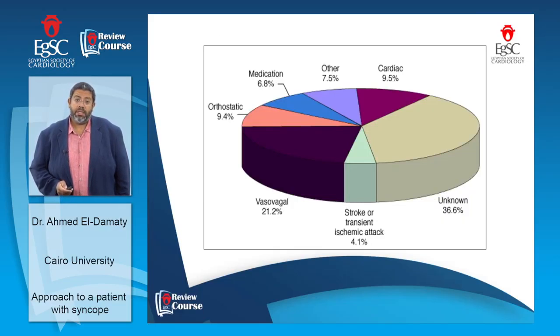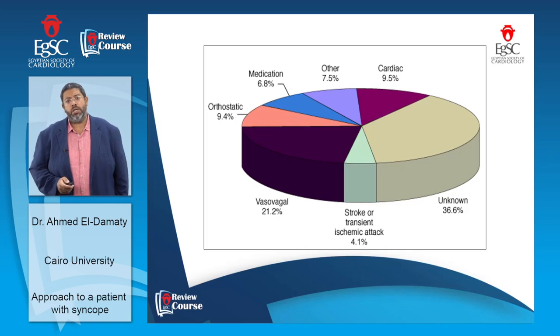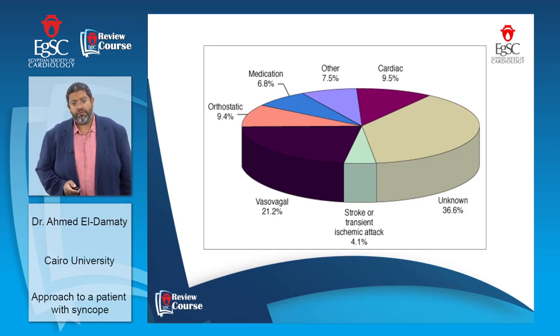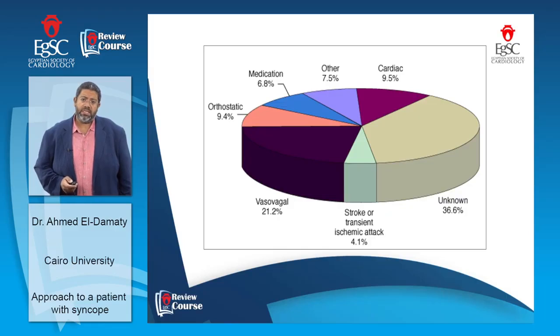So this is a pie chart that shows the percentages of different etiologies among causes of transient loss of consciousness. We can see that vasovagal syncope accounts for about 20% of cases, orthostatic hypotension accounts for about 10% of cases, cardiac syncope accounts for another 10% of cases, but most importantly, close to 40% of cases remain undiagnosed.